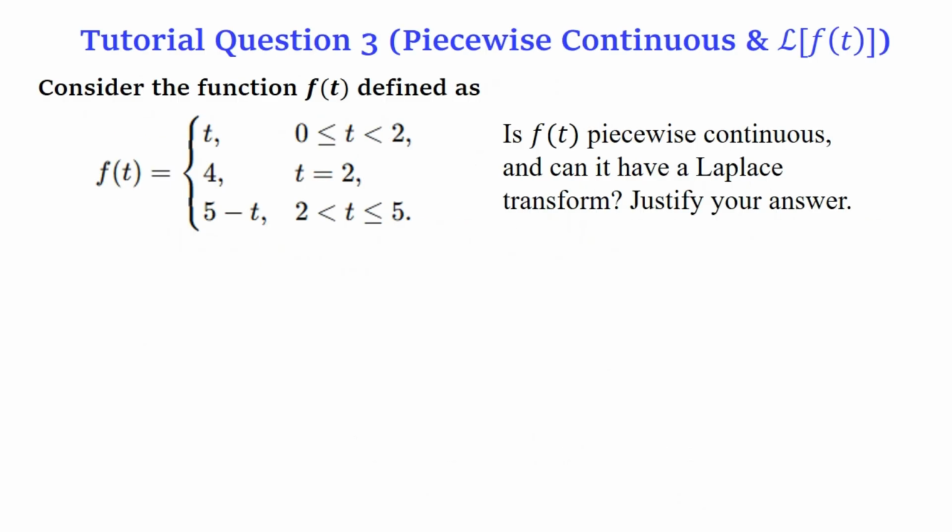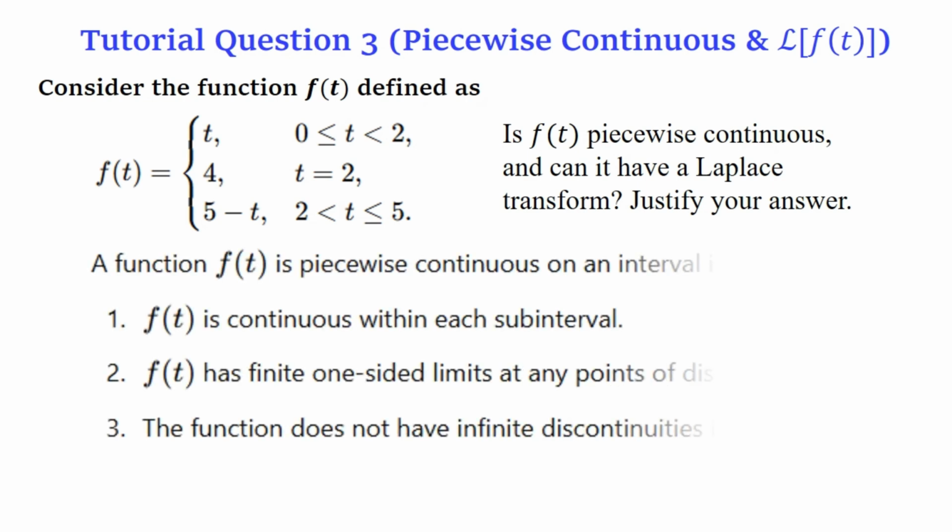So let's go back to this particular question. The question we're familiar with is that f of t is indeed piecewise continuous. I think we verified that in video 2, and then we concluded that the function is piecewise continuous based on 3 conditions. Condition number 1 is that the function is continuous within each subinterval.